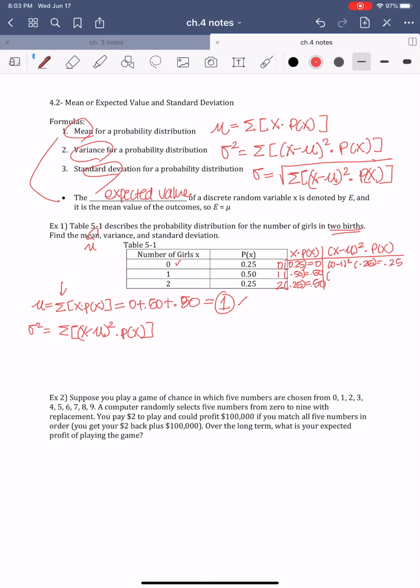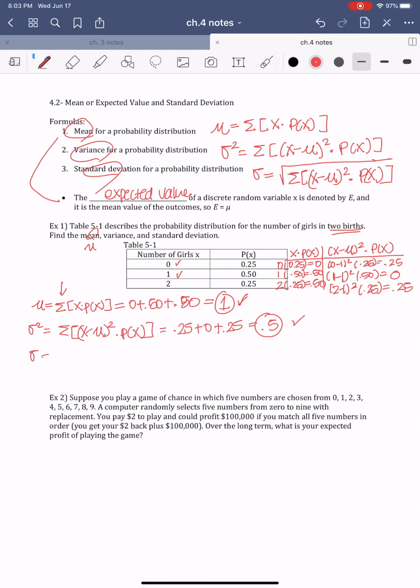Moving on, x this time is a 1. The mean doesn't change. Mean was calculated as a 1. So keep that mu value. P of x, 0.50, it will be 0. 1 minus 1, 0 squared, anything times 0 will be 0. 2 minus 1, whole thing squared, times 0.25, I get 0.25. Here, I'm going to be summing that up. So I have 0.25, add 0, add 0.25. The variance will be 0.5.